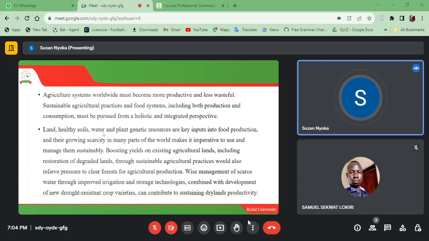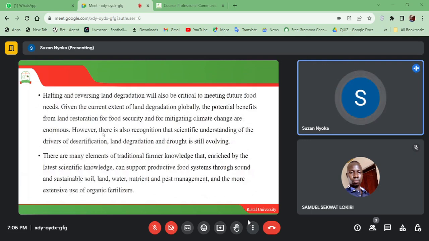And then the next goal is land, healthy soils, water, and plant genetic resources are key inputs in food production. And their growing scarcity in many parts of the world makes it imperative to use and manage them sustainably. So ensuring healthy land, healthy soil, and healthy clean water and plant genetic resources is a key, another goal that needs to be applied in the nutrition and agriculture department. And then halting and reversing land degradation would also be critical to meeting future food needs.